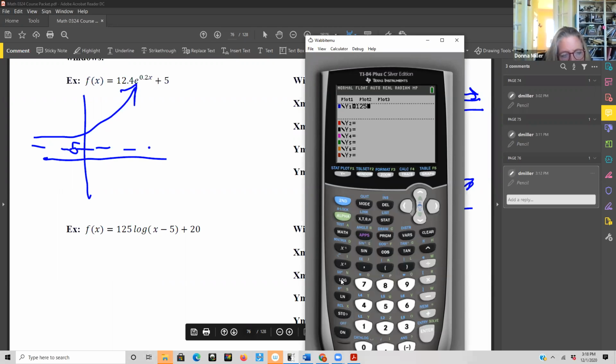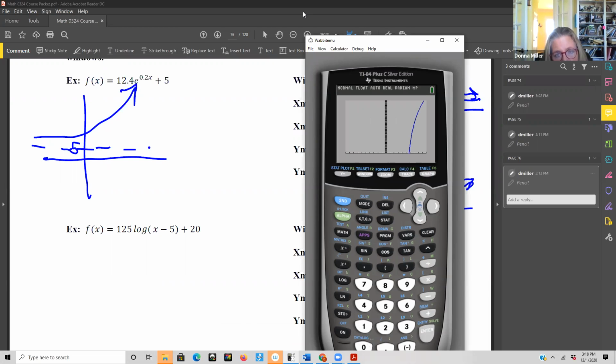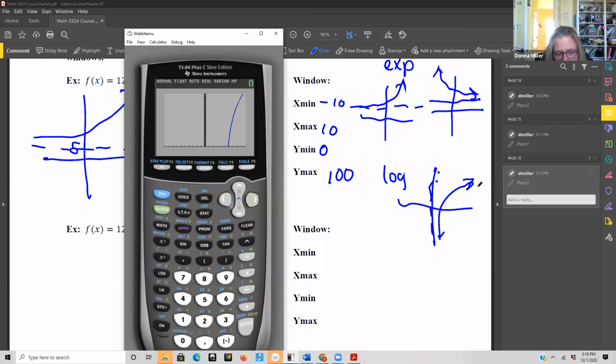125 log of x minus 5 plus 20. All right, I'm just going to try the window I have. What I want you to notice is, logs should kind of look like this. So I'm missing a little bit of x, and I don't need all this negative x down here. So I'm going to let x start at 0 instead. I'll go from 0 to 20, and then we'll see how it looks.